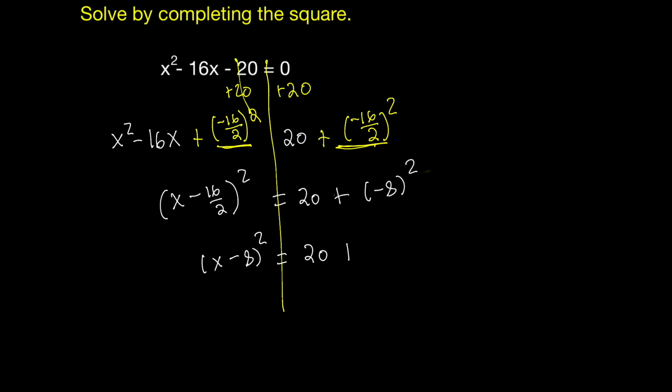And on the right hand side, we get 20 plus negative 8 raised to the second power. That's negative 8 times negative 8. So let me make that note here. And negative 8 times negative 8 gives us a positive 64. Moving on, we now have x minus 8 quantity squared, and we can add 20 with 64 to get a total of 84.